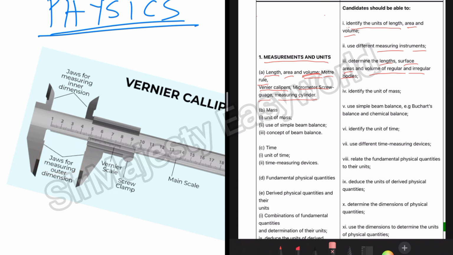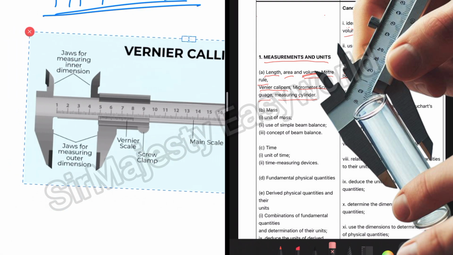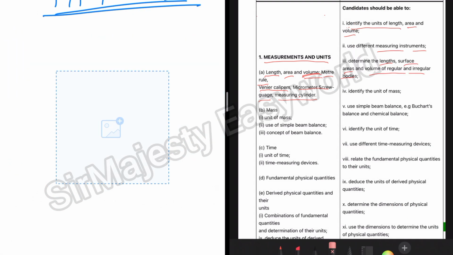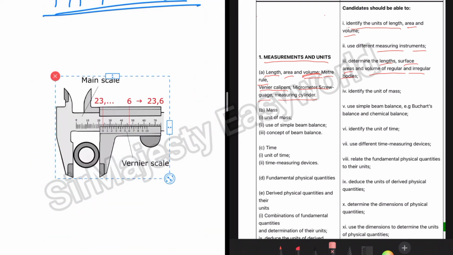Once it's tightened, you use these rulers here. There are two rulers. This is your main scale, and this is your vernier scale. The two of them work together to be able to get you your vernier caliper reading. So, how do we use this? Now, how do we use a vernier caliper to measure?